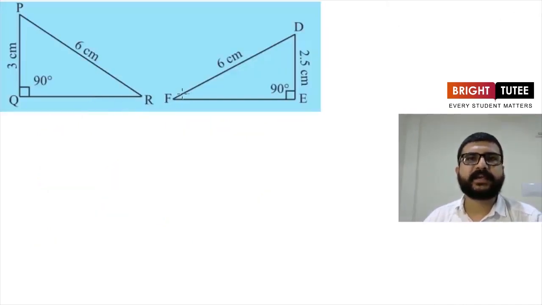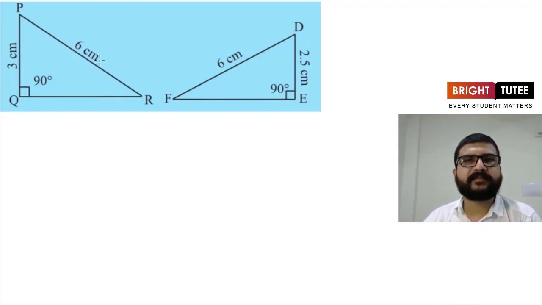Now in this question, a pair of triangles is given to us. Triangle PQR which is right angled at Q, and triangle DEF which is right angled at E. We are having these two triangles. We have to tell, can we say that these two triangles are congruent using the RHS congruency rule? So let's check. Here we are having angle Q is equal to angle E, that is they are right angles, and then we are having PR is equal to DF. It means we are having hypotenuse also equal.